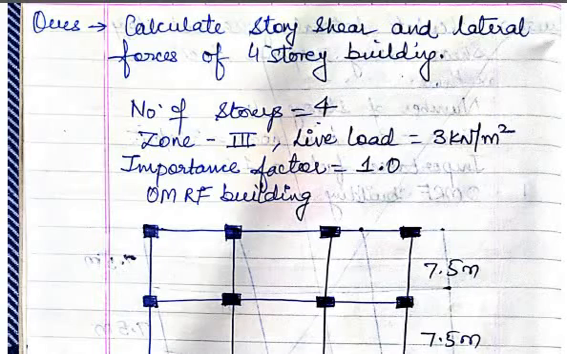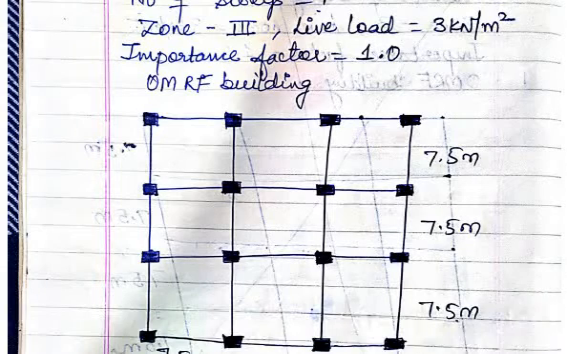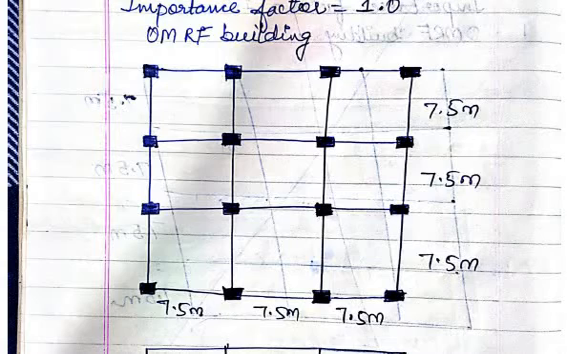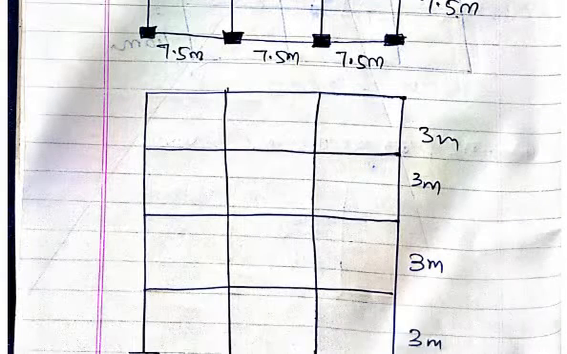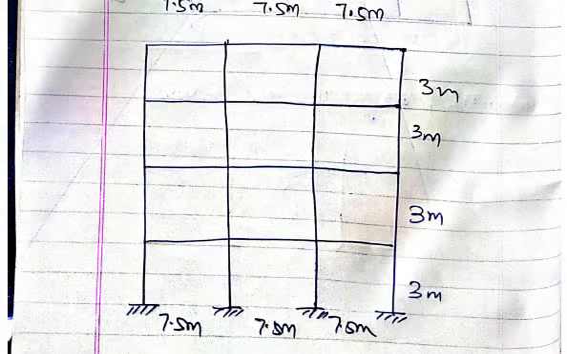Now to deal with this problem, this is the frame that we have. The distance between the two columns is 7.5 meter in this direction and in this direction as well. If I show you the front view of the structure, it is like this. The height between the two stories is 3 meter, 3 meter, 3 meter and 3 meter, and the distance between the columns is 7.5 meter, 7.5 meter and 7.5 meter.